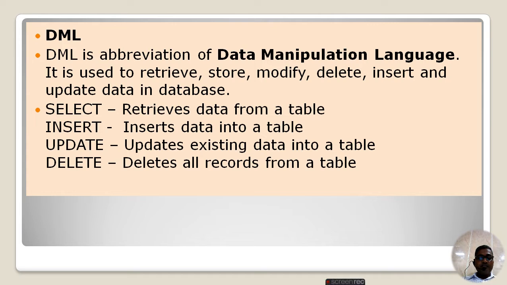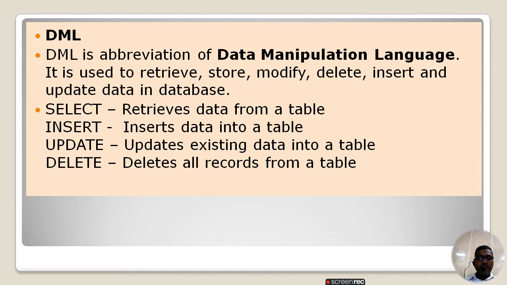So DBMS consists of DML, that is the data manipulation language. DML consists of select, insert, update and delete. Select, insert, update will come under the data manipulation language, where we can retrieve records from the table, insert records into the table, update an existing record in the table, and delete a record from the table. So all these operations are known as data manipulation language.